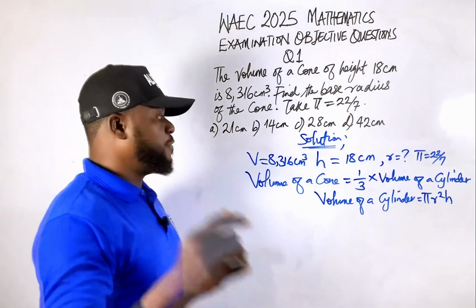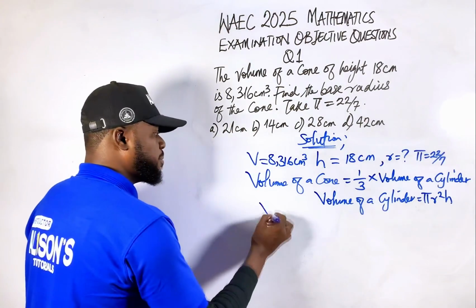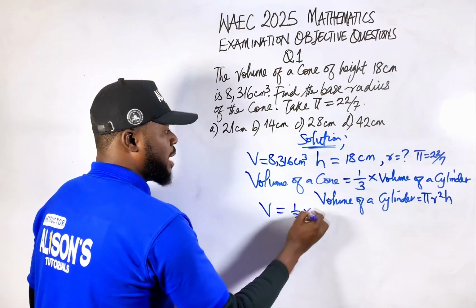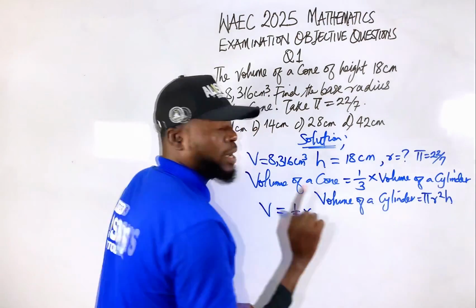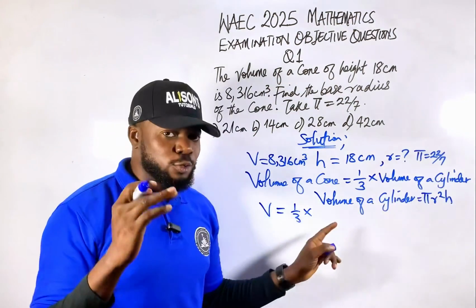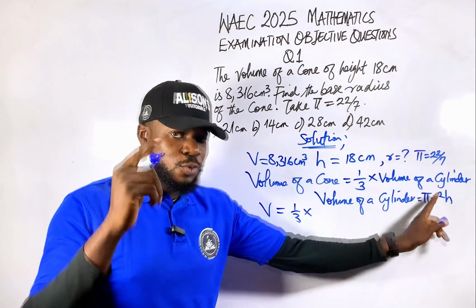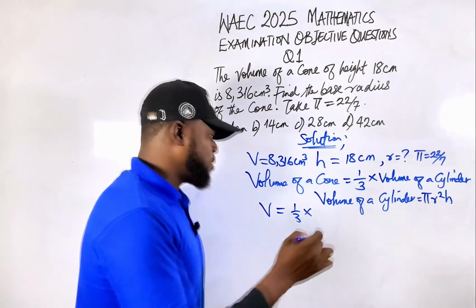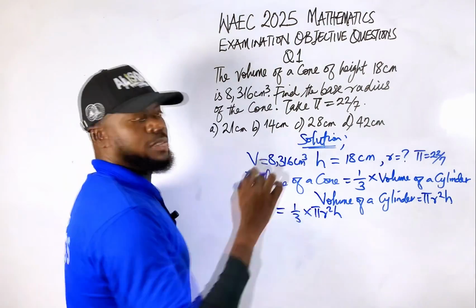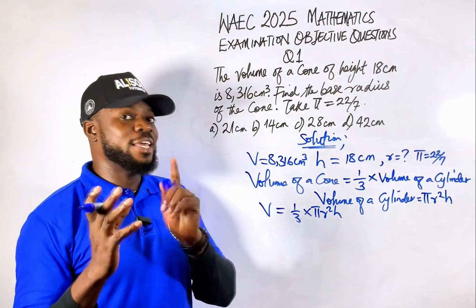Now, if you don't know this, what will you do? You can say V represents the volume of a cone, equal to 1/3 times the volume of a cylinder. What will be the formula for the volume of a cylinder? Correct, pi radius squared times height. This is a very simple math question for WAEC.